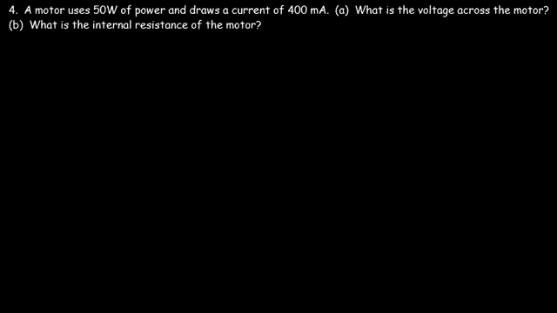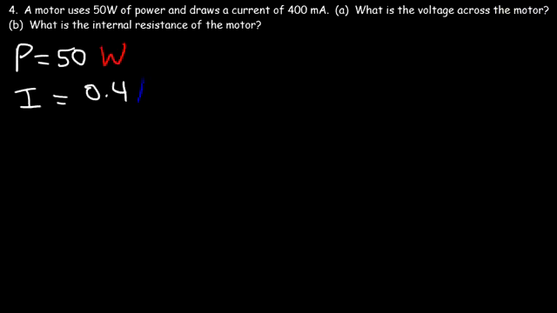Number 4, a motor uses 50 watts of power and draws a current of 400 milliamps. What is the voltage across the motor? So we have the power, which is 50 watts. It's always good to make a list of what you have. And the current is 400 milliamps, but we want that in amps. So we got to divide it by 1,000, which is 0.4 amps.